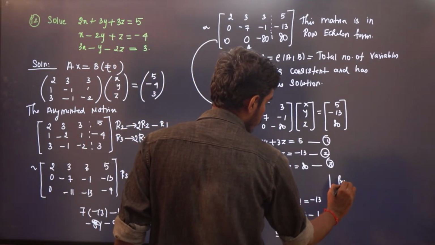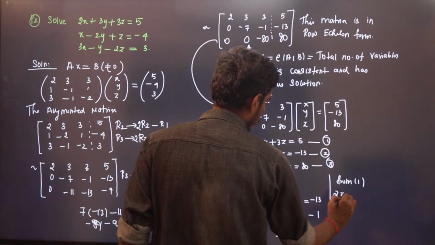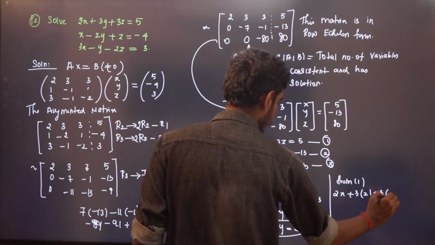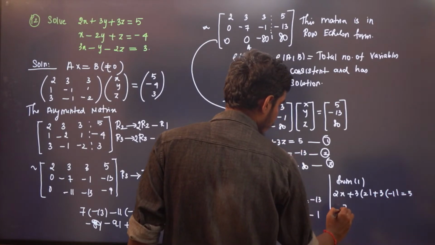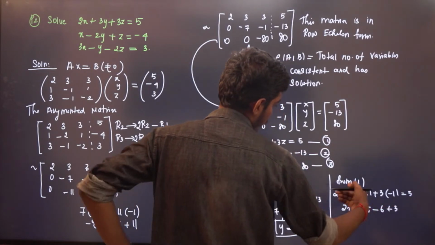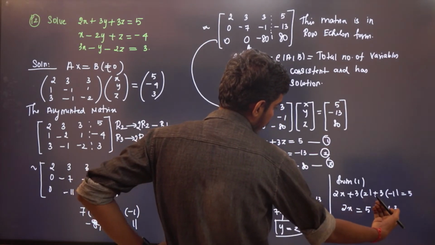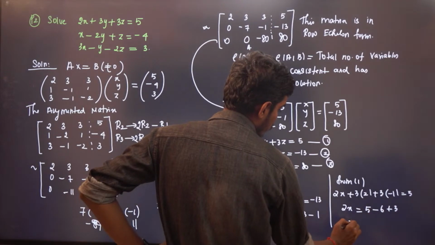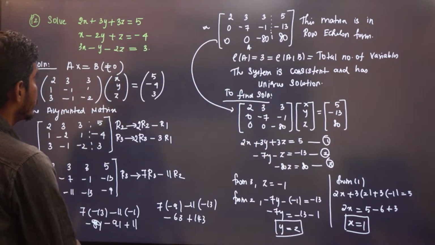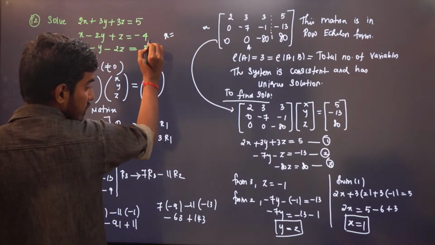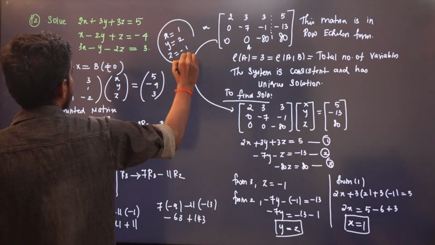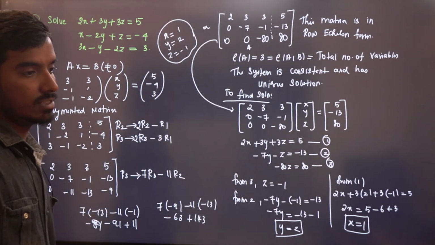And from 1, 2x plus 3 times y plus 3 times z is 5. So 2x is 5 minus 6 plus 3. So 5 plus 3 is 8. 8 minus 6 is 2. So our x is 1. So x is 1, y is 2, z is -1. So you have a unique solution, and this is the unique solution.